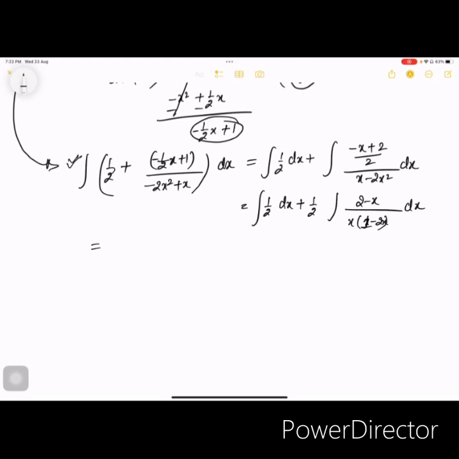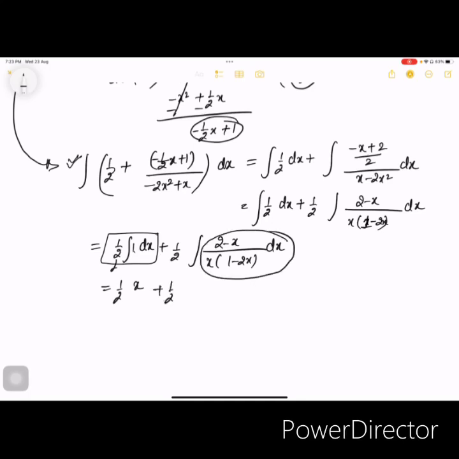Now, half dx plus half (2 minus x) upon x(1 minus 2x) dx. The integration of the first part is simple. We know that it will become half as it is. Integration of 1 is x, plus this half. But for this part we will apply partial fraction. So write it as I1. We will solve it separately so that it doesn't look lengthy here, only that part.